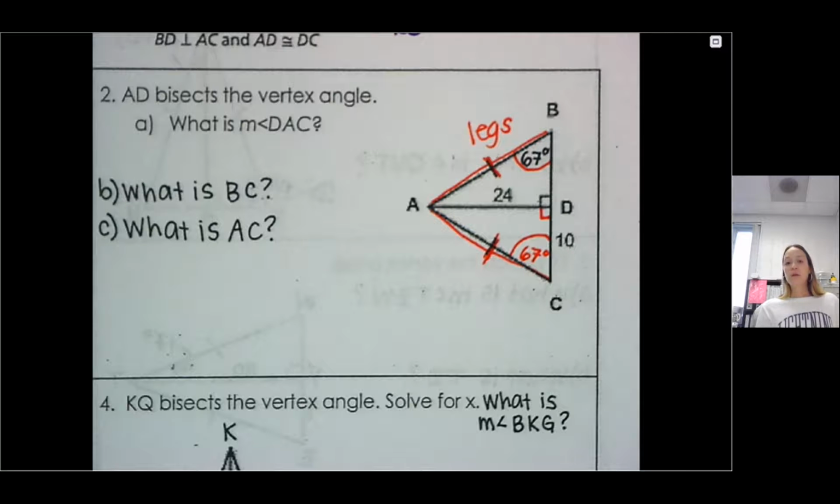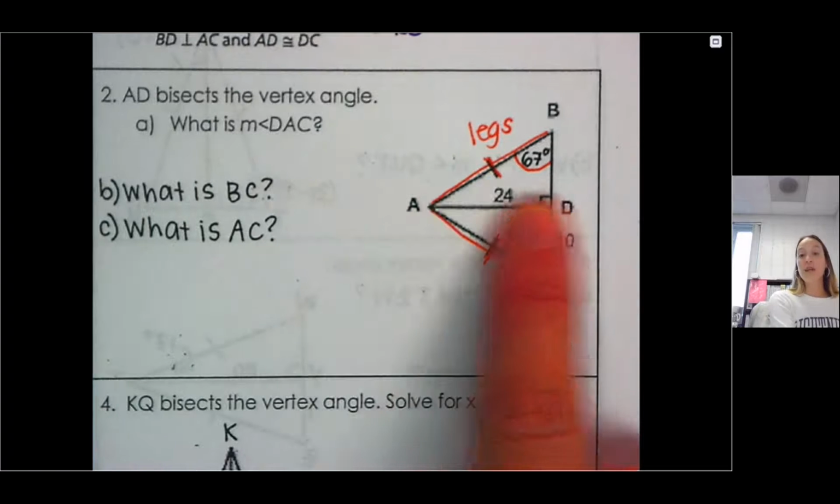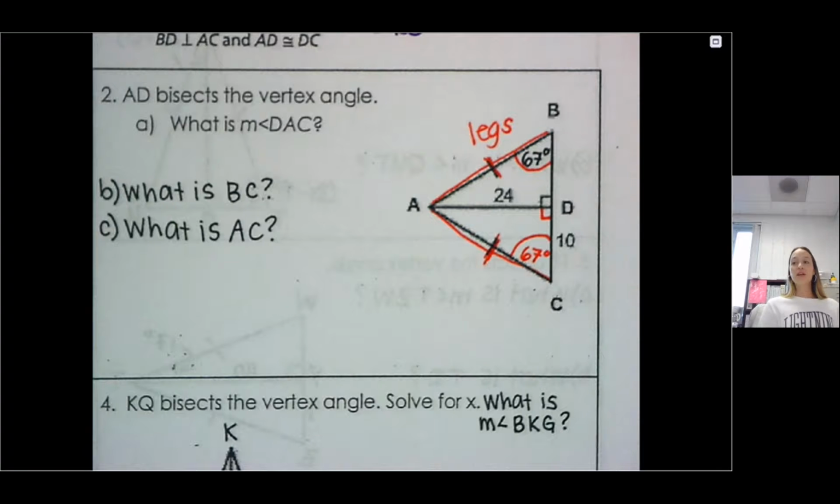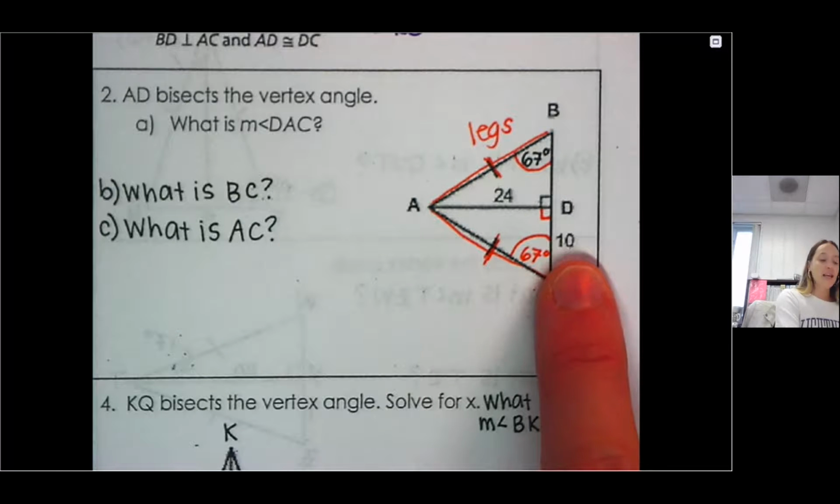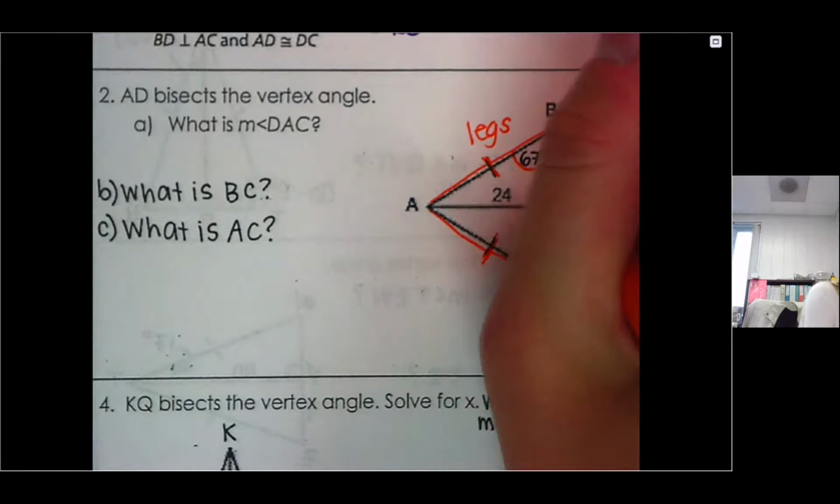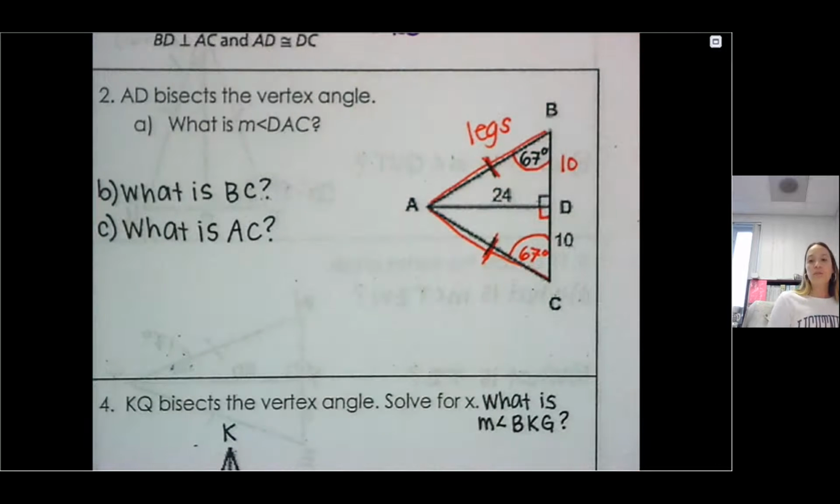24? Well, I don't need to mark 24 because it's already marked for me. The 24 is the same on both sides. There's one more thing that we can mark. Lexi? The base for B is 10. Yeah, good. So this half of the base from D to C is 10. That means this half of the base over here from B to D is also 10. Good. All right, so now that we have everything marked in our picture, now we'll take a look at the questions.